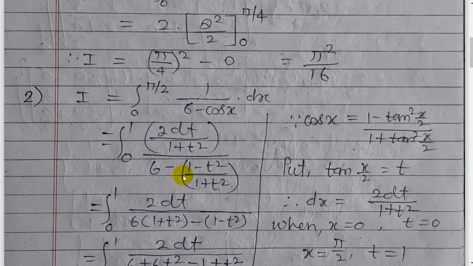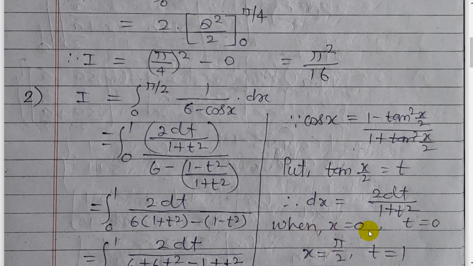Therefore, the value of dx in the numerator, because 1 into dx is dx only, and the value of dx is 2 dt upon 1 plus t square, upon 6 minus (1 minus t square) upon (1 plus t square), because this will be 1 minus t square upon 1 plus t square, that is the value of cos x in terms of t. And one work is remaining.